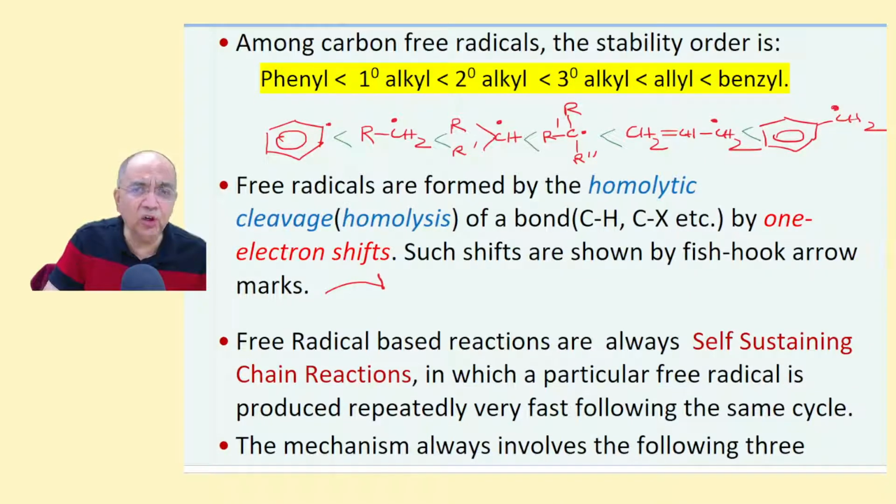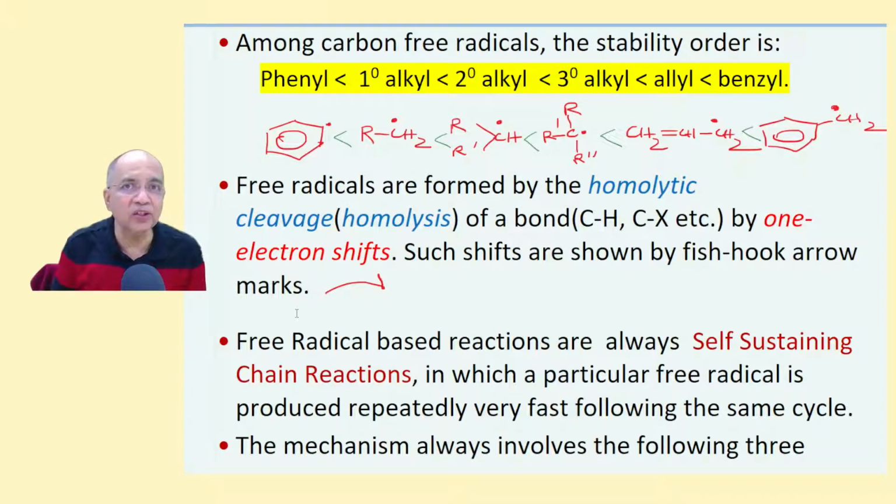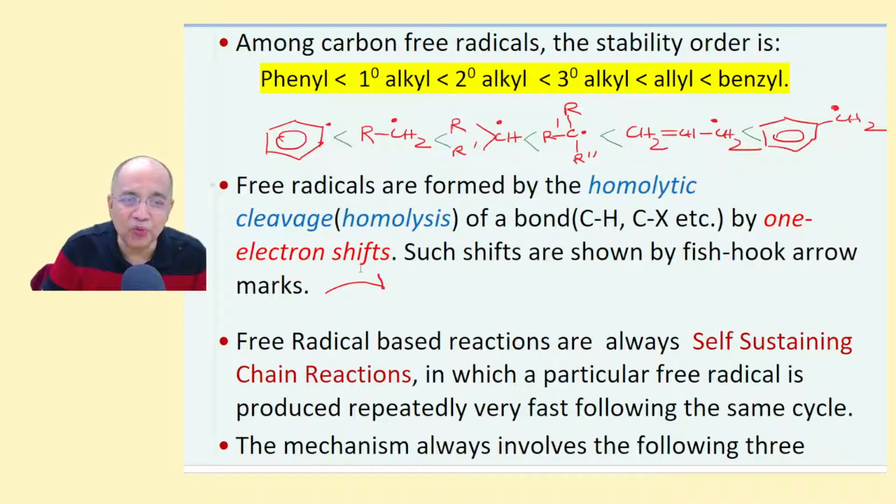And you already know that for getting radicals, you need to have a 1 electron shift, shown by a fish hook arrow, not by a conventional arrow mark, which is a 2-electron shift. This is a 1-electron shift shown by this kind of half arrow, or it is called a fish hook arrow.